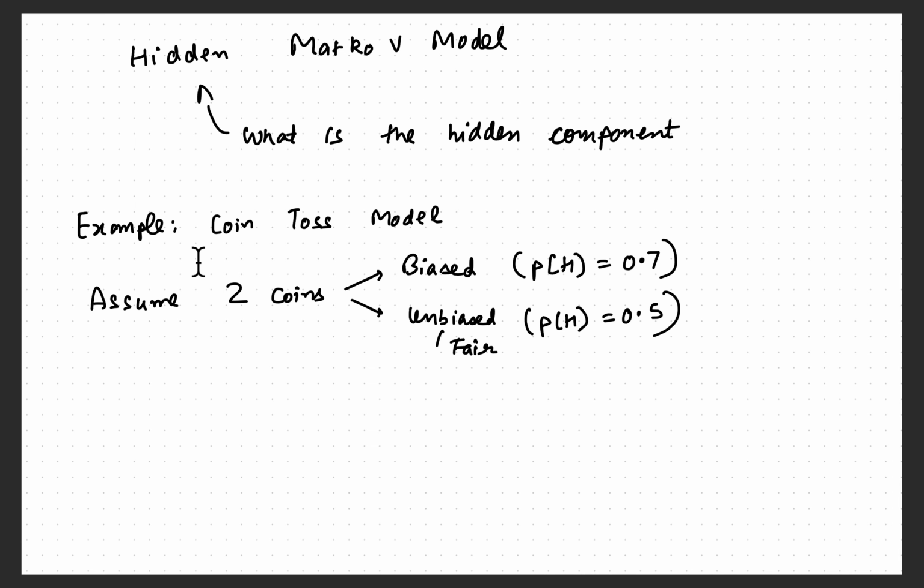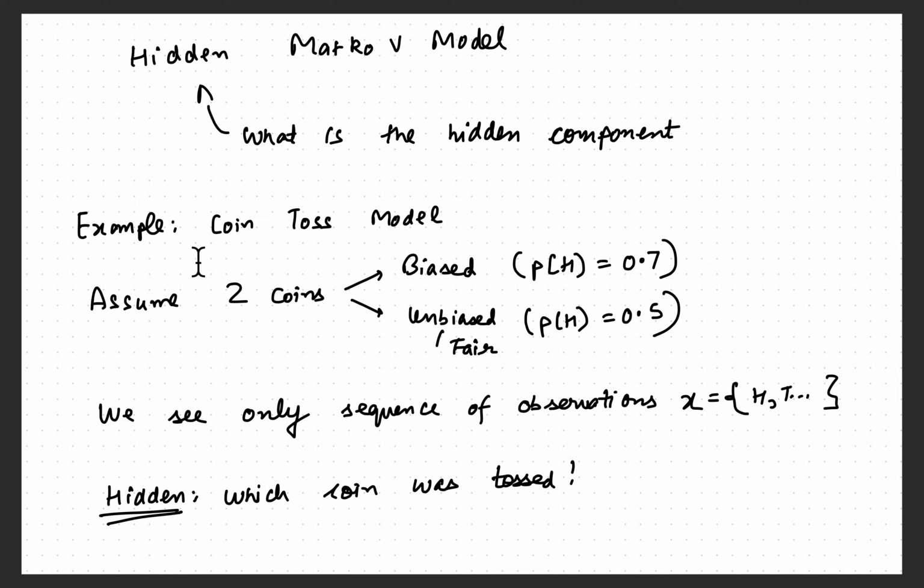Now we can see only the sequence of observations, which is given by x, which could be heads, tails, etc. The hidden component comes into the picture in the following sense. We do not know which coin was tossed. So this might be one of the questions which we are trying to predict using our machine learning framework: which coin was tossed at what point of time.